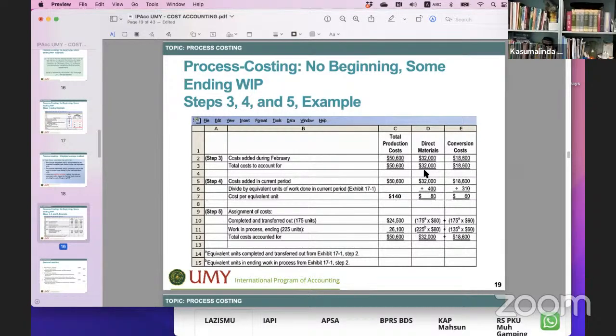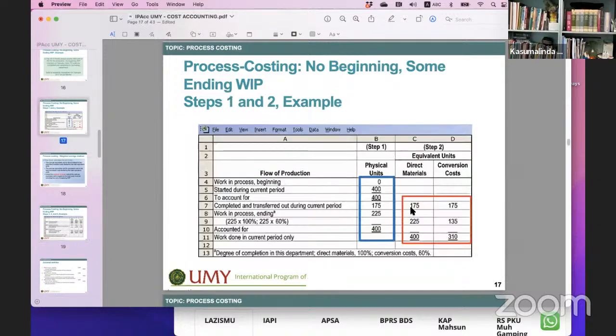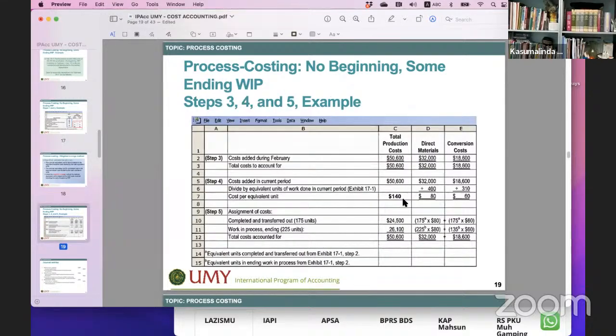So we just multiply with the units. Okay, for example, direct material, 175 here for the completed and transferred out. Untuk direct material, the unit is 175, and we multiply with 80. And then for conversion cost, maksudnya kita kena refer balik. We need to refer back to this table. Yang ni tadi direct material 175, conversion 175. But that is in unit. So nak tahu cost dia, kita multiply lah dengan cost per equivalent unit dia masing-masing kat sini.